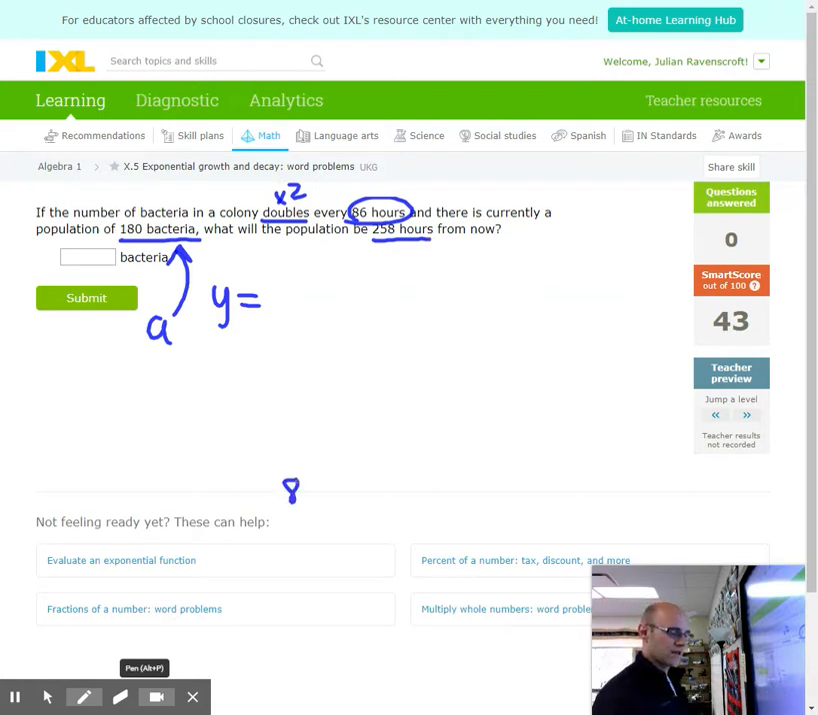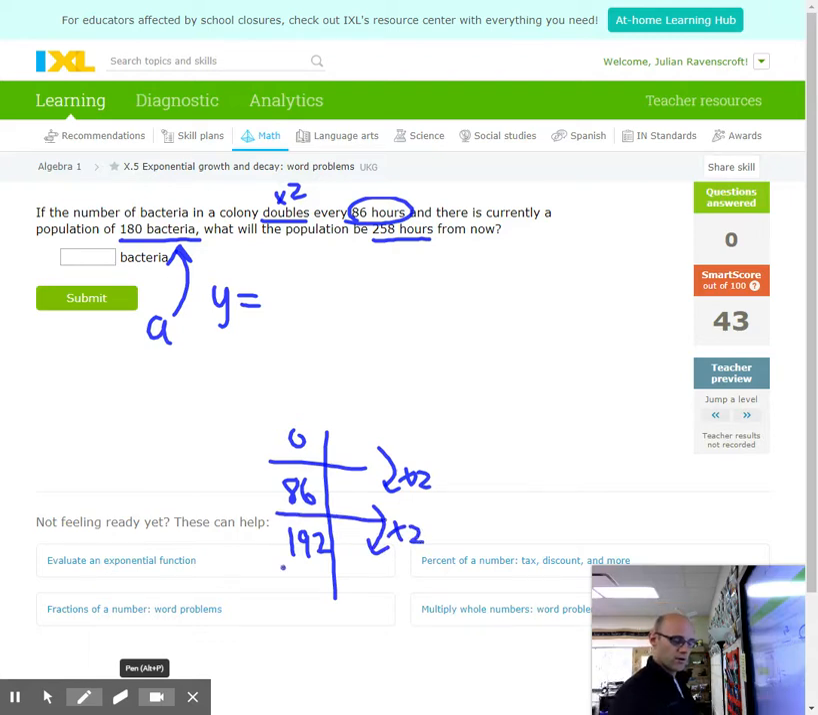So you have 86 hours, from 0 to 86 hours. That gets multiplied times 2. And then you have another 86 hours, what is that, 172 hours? It's going to double again. And then you're going to double it again, and add another 86 hours, and it'd be 258. So it looks like it's actually going to double 3 times. So we could just go ahead and take 180 and multiply it times 2 3 times.